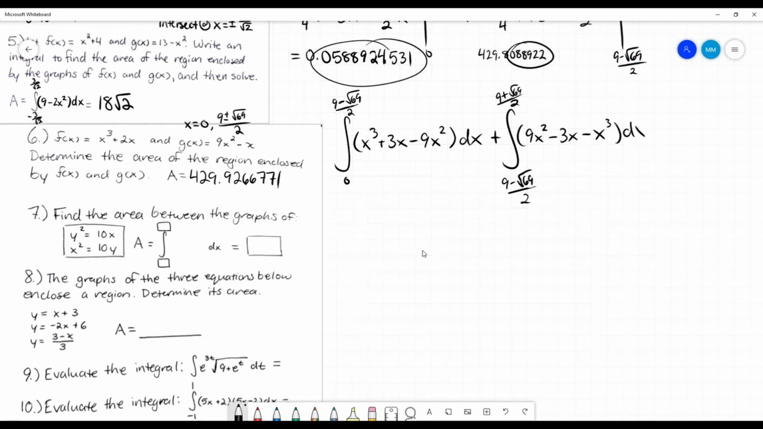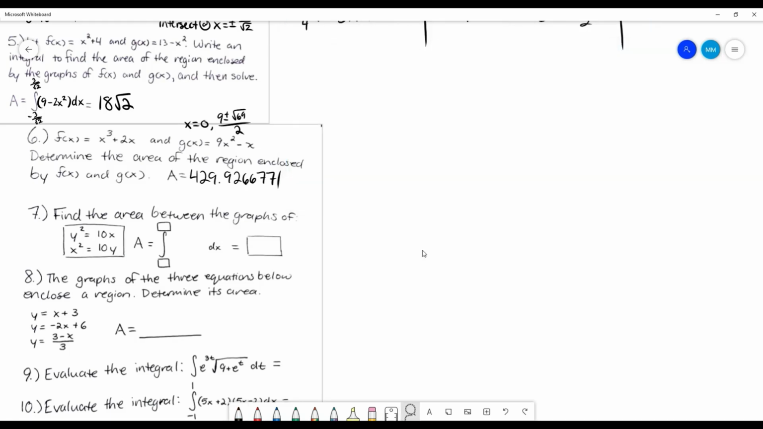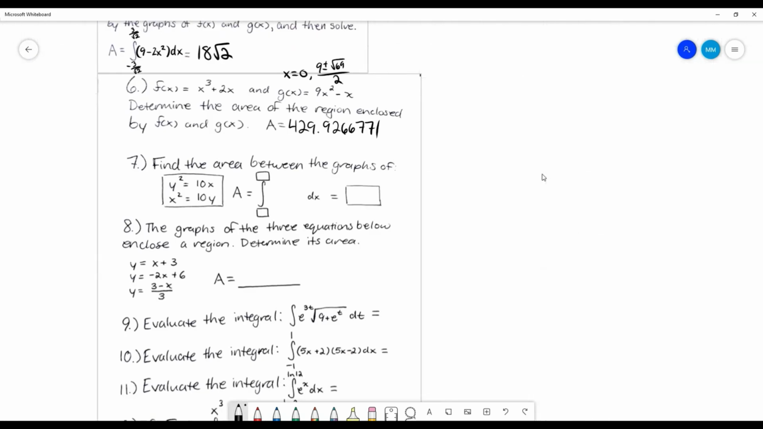Okay. Next up is number 7, which is really no different from what we've been doing. It's just presented a little bit differently, so it might be a little confusing at first. Because this is y squared equals 10x and x squared equals 10y are our two functions that we want to find the area between. So I'm just going to turn them both into y equals equations.